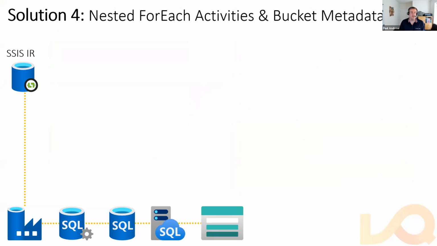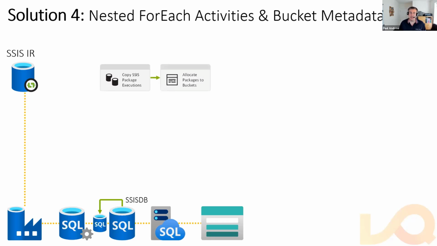So solution number 4, and this is where I want to talk about this as more of a general pattern, but now within the context of SSIS packages, because it's an easy problem to solve. Let's have another database that sits alongside our SSISDB, and we're going to use that as our metadata store. We then have this concept of buckets, which I'll show you in my demo, and we assign our packages to these buckets. Maybe we have 50 of them.